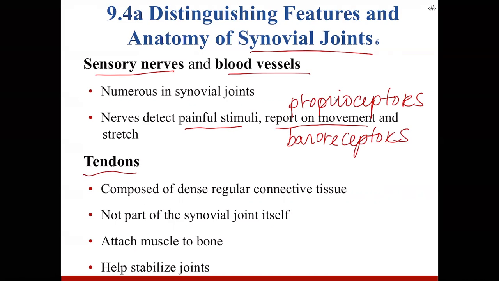Okay, now tendons, dense regular connective tissue, they're not part of the synovial joint and they're going to attach muscle to bone. Okay, and the idea, they're going to stabilize the joints so they're not flopping around.